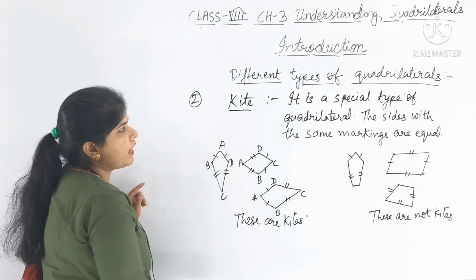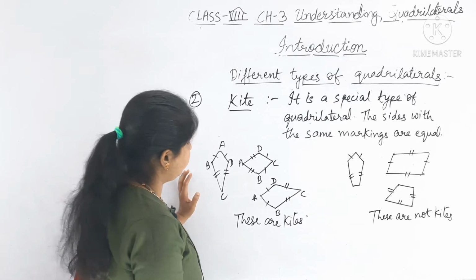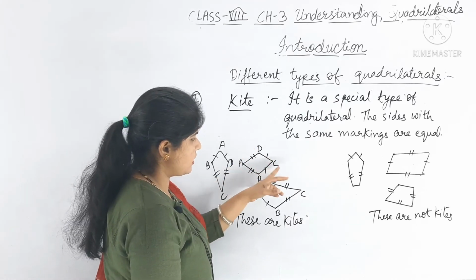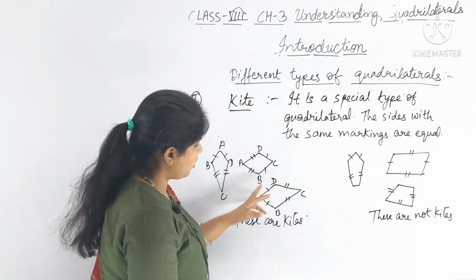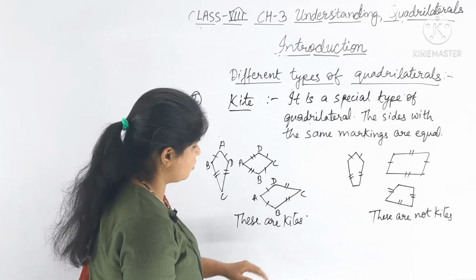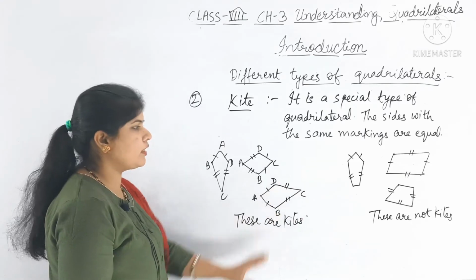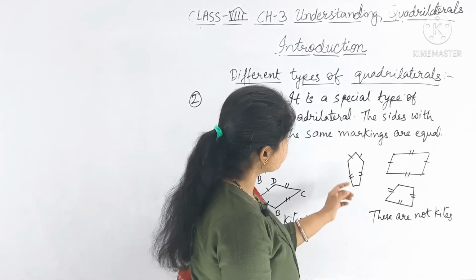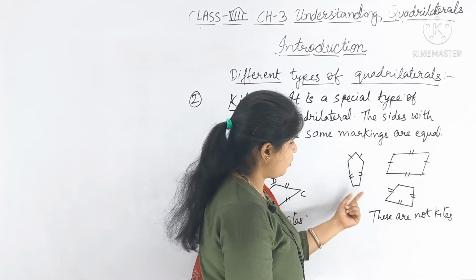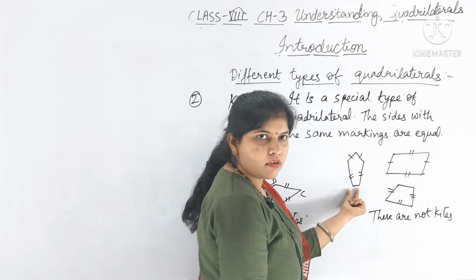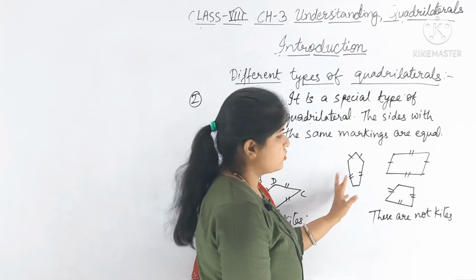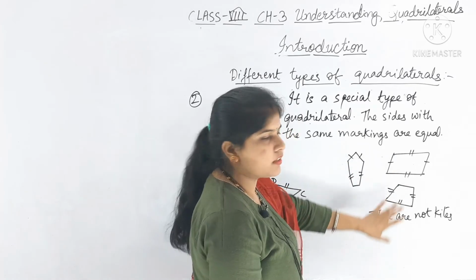So I can call it a kite. Here AB and AD are equal, CD and BC are equal. Here also AB and AD are equal, CD and BC are equal. So these are kites. Here you can see that this and this are equal, this and this are equal, but here there is a different side. This is not like a kite, so these are not kites. These are different shapes.